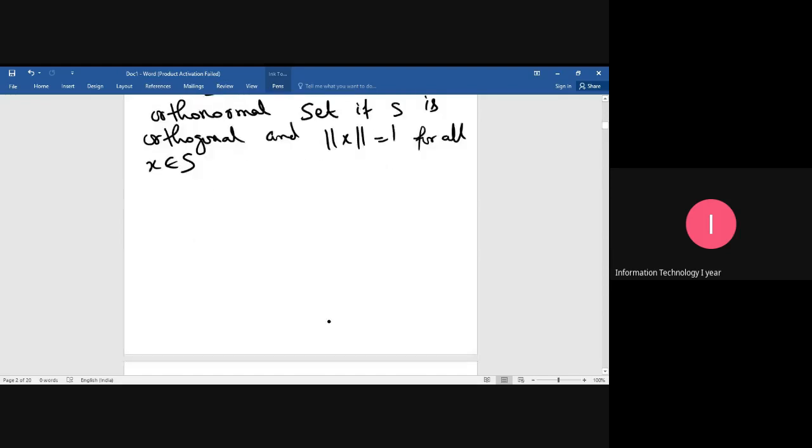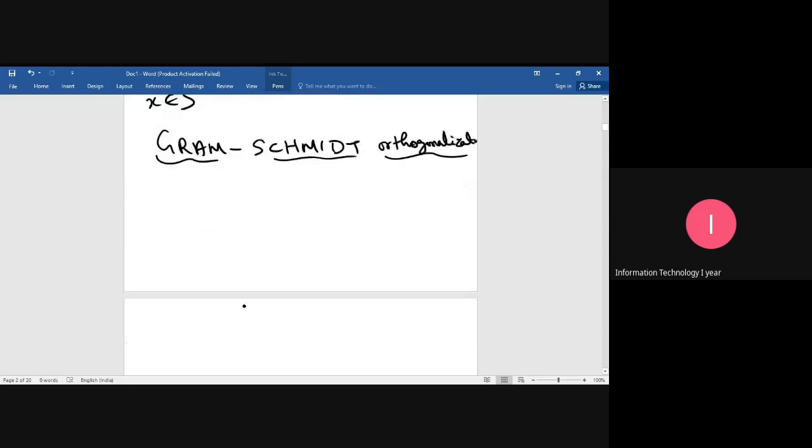So now the next heading is Gram-Schmidt orthogonalization. This is important. Gram-Schmidt orthogonalization process. So here I write the heading, and after that I'll give you the formula. Based on the formula only, we are going to do problems now.